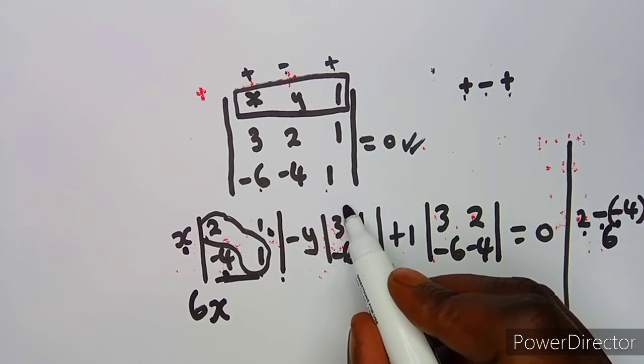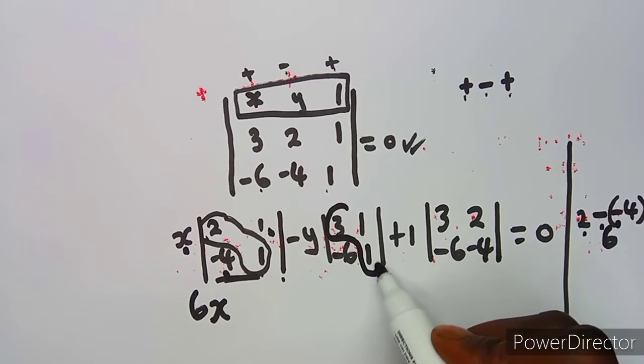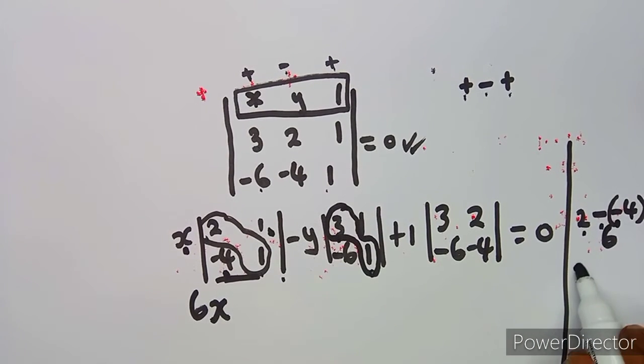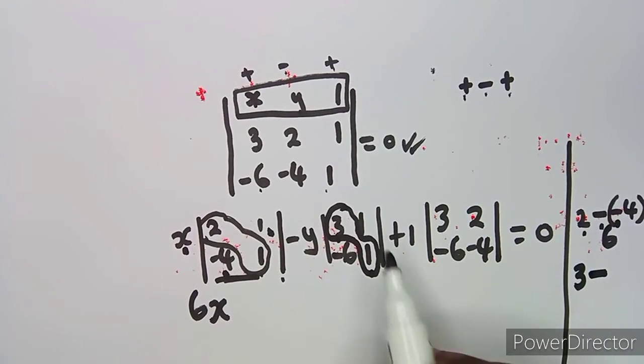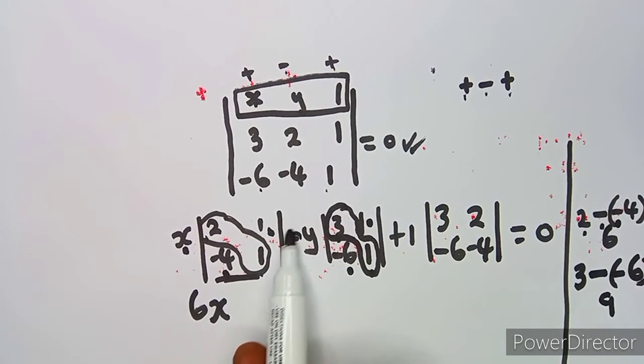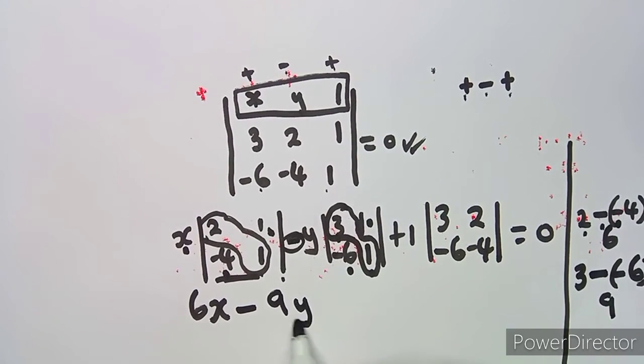That's the same again here. This is your major diagonal where there is 3 and 1. So it's 3 times 1, which is 3, minus 1 times minus 6, which is minus 6 like this. So that's going to give us 9. But here there's a minus, so it's 9 times minus y, which is minus 9y like this.